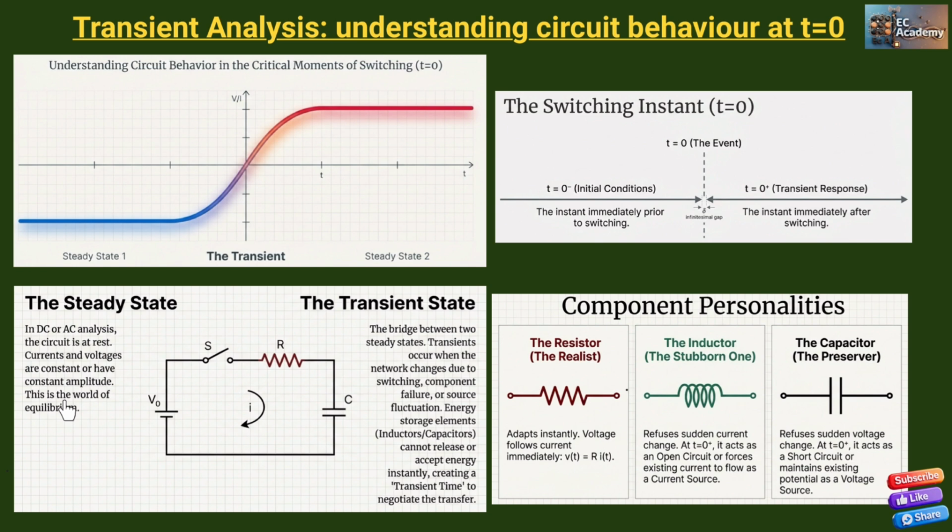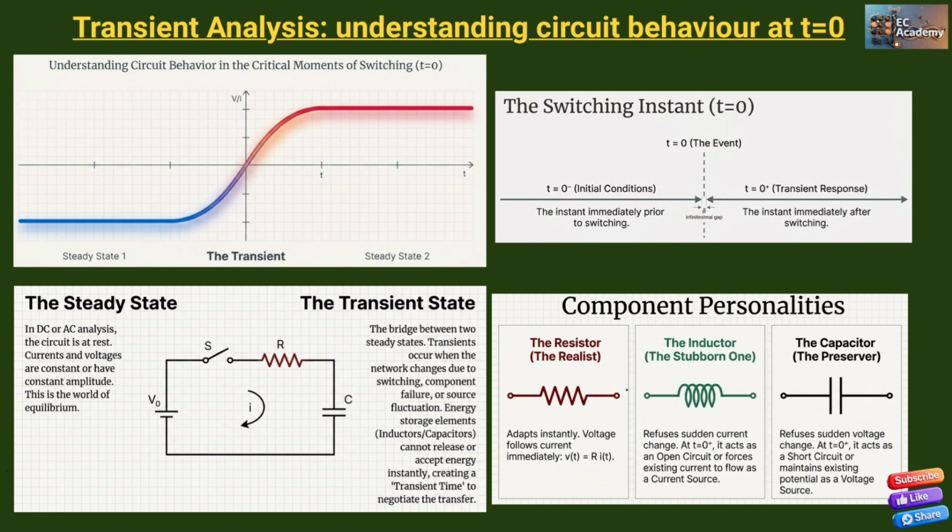On the left hand side, we have written the steady state. In DC or AC analysis, the current and voltage have constant amplitude. On the right hand side, we have the transient state, which is the bridge between one steady state and another steady state, because the energy stored in elements like the capacitor and inductor cannot be accepted or released instantaneously. There is a delay. Hence, the circuit needs some transient time to move from one state to another.